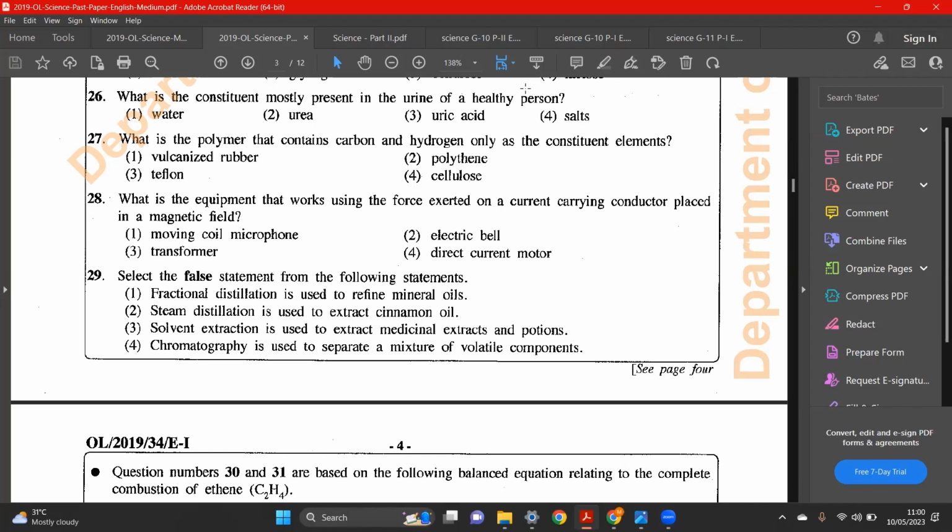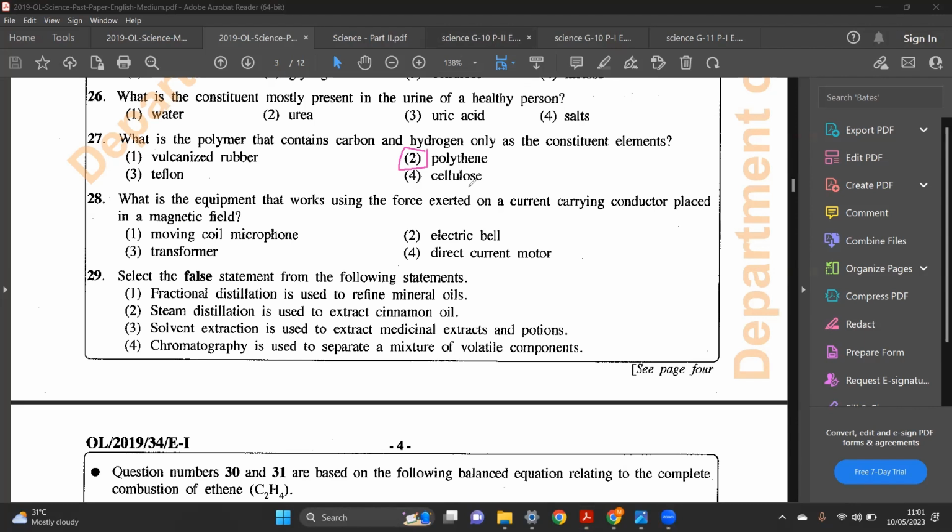Okay. 27, what is the polymer that contains carbon and hydrogen only as the constituents? So when it comes to rubber, we know vulcanized rubber. Vulcanized means there's sulfur in it. So definitely not an option. Polythene has only carbon and hydrogen. So that is your answer. Cellulose, we know, is a type of polysaccharide. That is a carbohydrate. We know carbohydrates are made of carbon, hydrogen, and oxygen. So again, the fourth one is not an option.